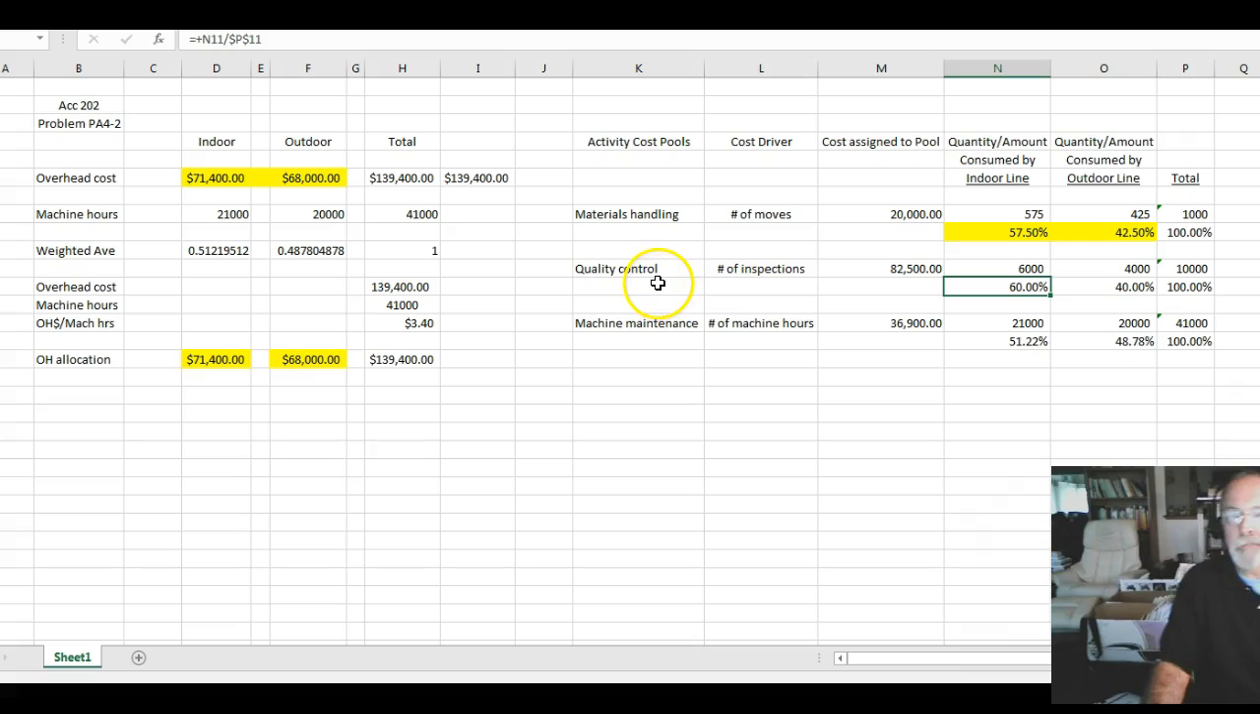The activity being quality control, the cost driver being number of inspections. For indoor, 60%. For outdoor, 40%. And finally, for activity machine maintenance, with the cost driver being number of machine hours, our percentages or proportions are 51.22 and 48.78 for each of the two products.